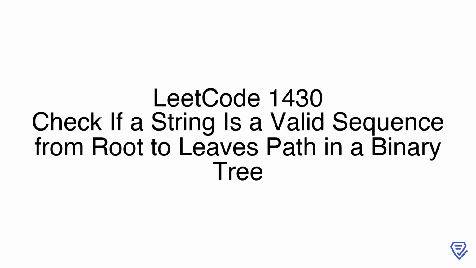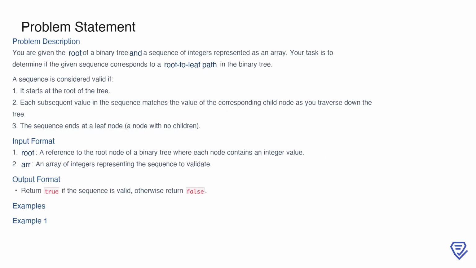Let's dive in. In this problem, you are given the root of a binary tree, which is a hierarchical data structure, and a sequence of integers represented as an array. Your goal is to determine whether this sequence corresponds to a valid root to leaf path in the binary tree.